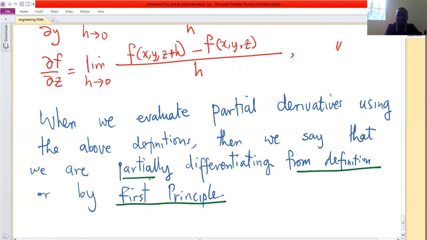So thank you, and in the next session, I will now describe how we can carry out this partial differentiation from first principle.